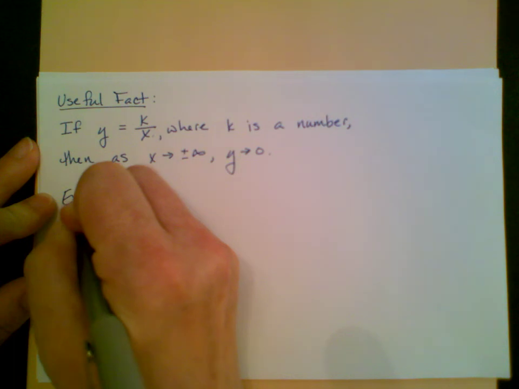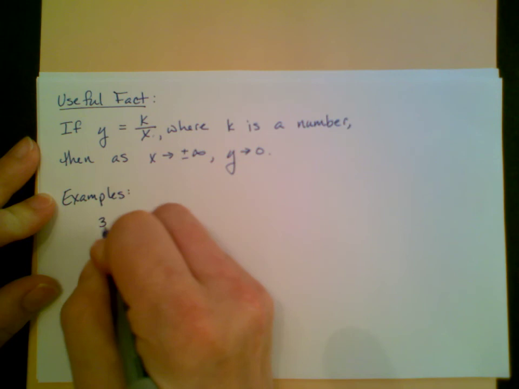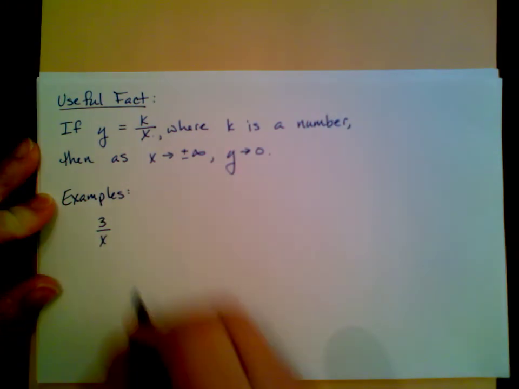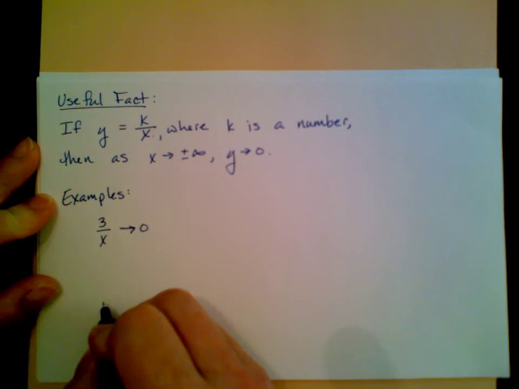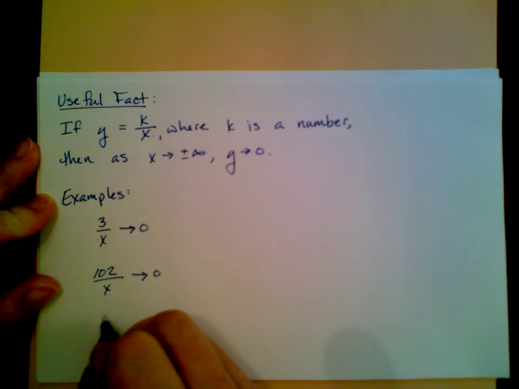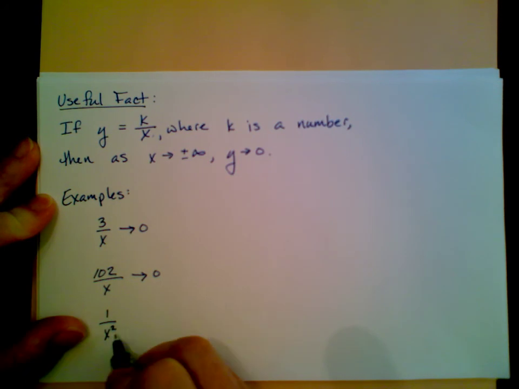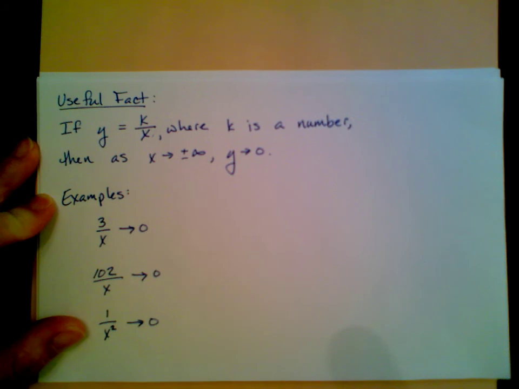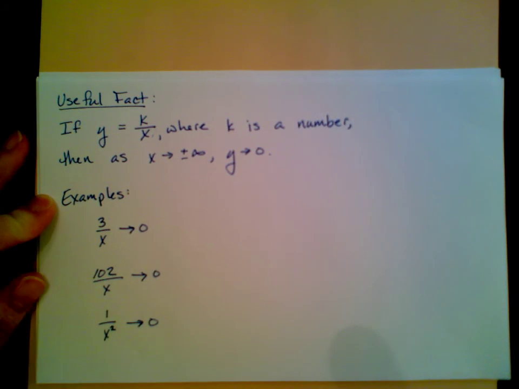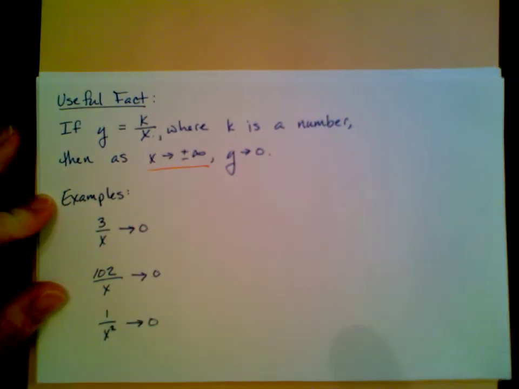I'm just going to point out some examples. Say 3 is a perfectly good number. 3 over x, that goes to 0. 102 over x goes to 0. And even if, say, you have some power of x on the bottom, 1 over x squared, as long as that's a positive power of x, that's going to go to 0 as x goes to infinity. It is important to emphasize that all of these things are as x goes to infinity.